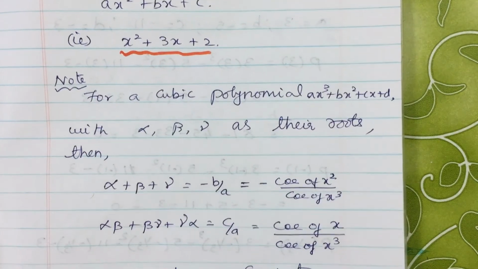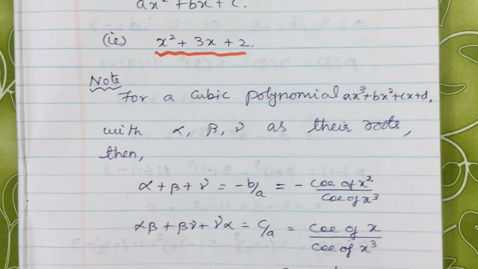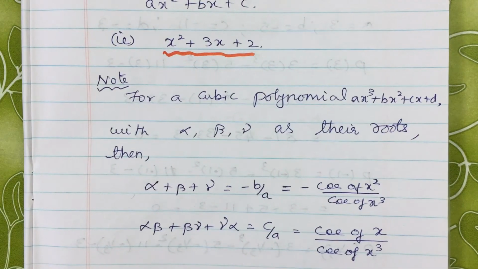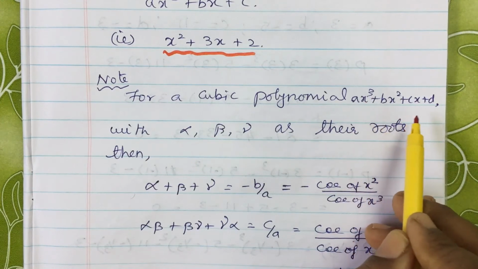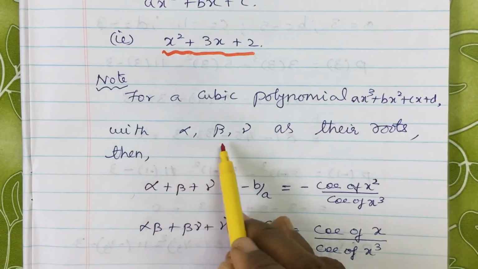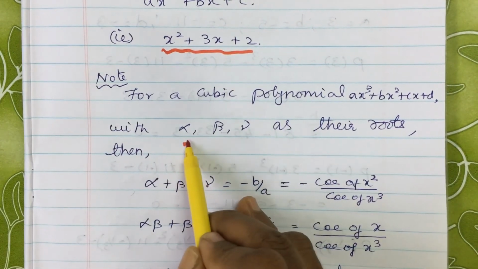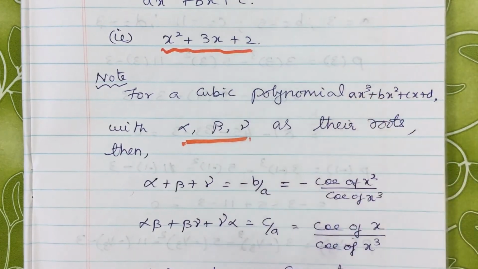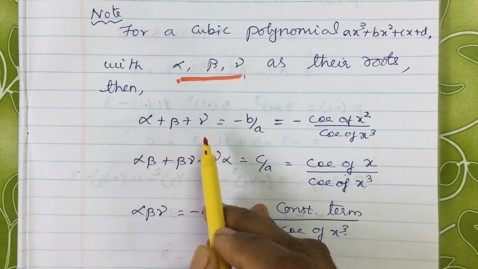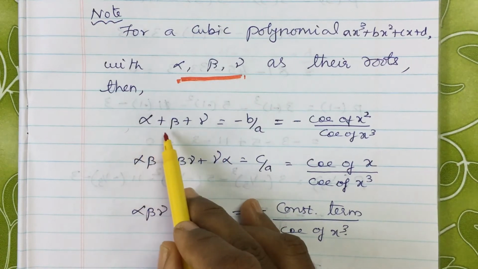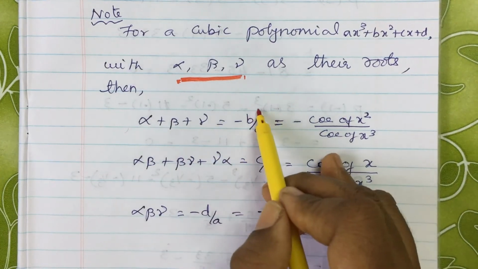Then coming to the point to be noted there: for a cubic polynomial, the general form is ax cube plus bx square plus cx plus d with alpha, beta, gamma as its roots. So here alpha, beta and one more root got added because the degree of the polynomial is 3. So alpha plus beta plus gamma, that is the sum of all the 3 roots, should be minus b by a, but here your b varies.